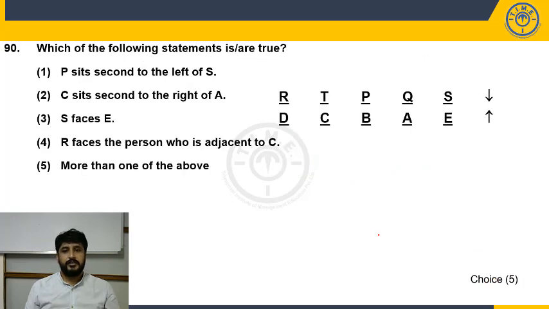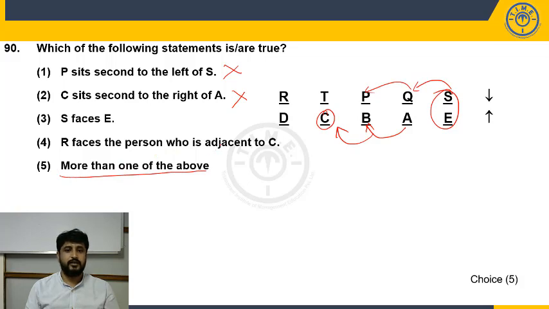Which of the following statements is true? P sits second to the left of S. No, actually P is second right of S. C sits second right of A. No, actually C sits second left of A. S faces E. Yes. But there is an option called more than one of the above, so I need to check the fourth one. R faces the person who sits adjacent to C. Adjacent to C is D and B. So does R face the person adjacent to C? Yes. D and R are opposite. So more than one of the above. 3, 4 are correct. So my answer is more than one of the above. Choice 5.